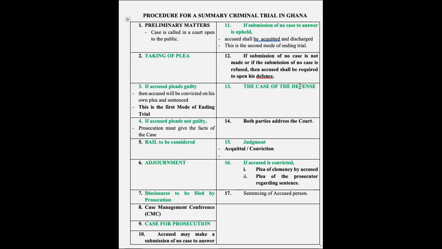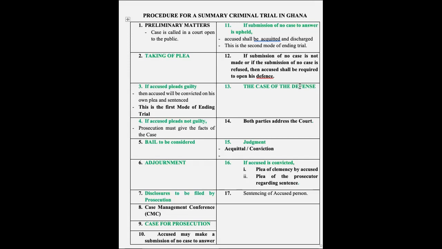So, from the beginning, I said we deal with preliminary matters. Then we come to the plea of the accused person. If the accused pleads guilty, the trial will end. If the accused pleads not guilty, the prosecution will give their facts. If the prosecution gives their facts, the accused person, if he has a lawyer, usually would also give the version of their facts. If he gives his version of the facts, usually denying the offense, the court will have to consider bail. As the bail is considered, then there has to be an adjournment.